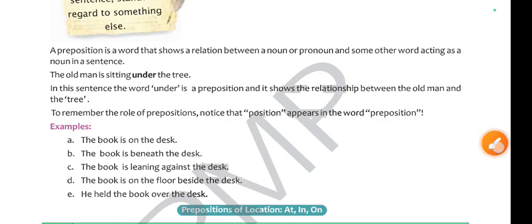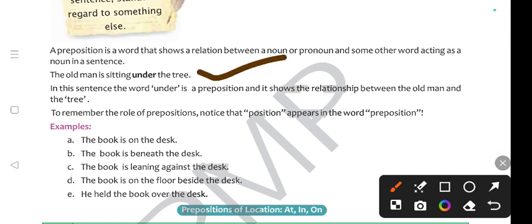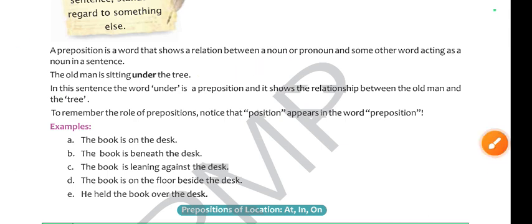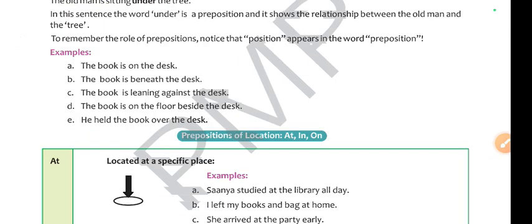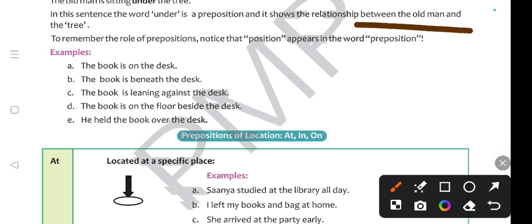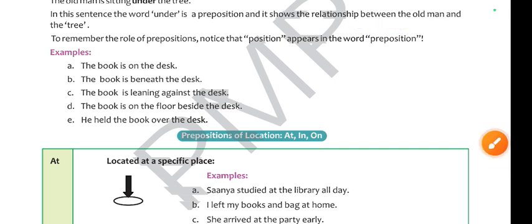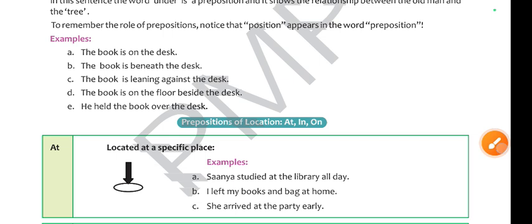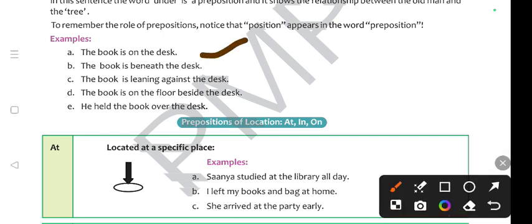For example, the old man is sitting under the tree. In the sentence, the word under is a preposition and it shows the relationship between the old man and the tree. Understood? Some more examples have been given, like the book is on the desk, the book is beneath the desk, the book is leaning against the desk, the book is on the floor beside the desk, he held the book over the desk.